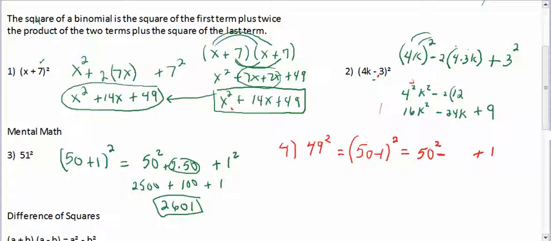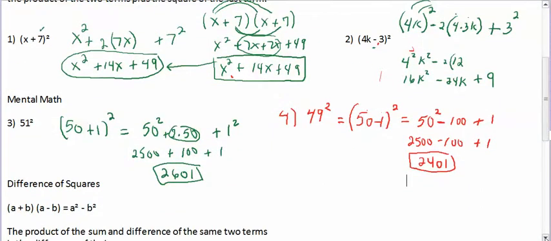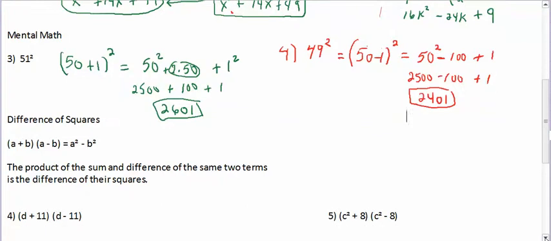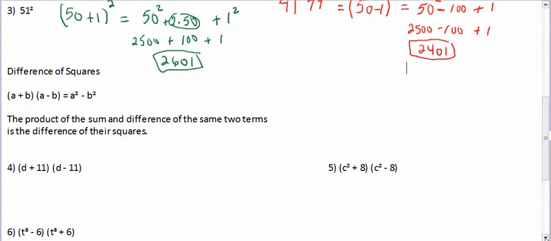And then we said 1 times 50 is 50. 50 times 2 is 100. So we got 2500 minus 100 plus 1. So it's 2401. And that's your answer for doing mental math 49 squared. Again, you could just multiply 49 times 49 and get the same answer. But I'm trying to show you a little bit of shortcut methods here.